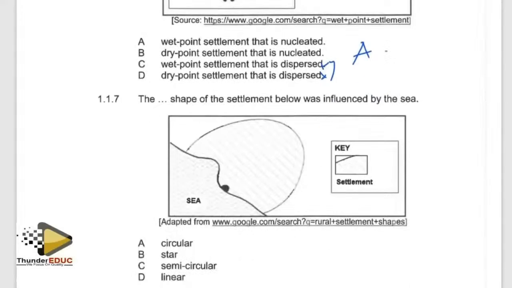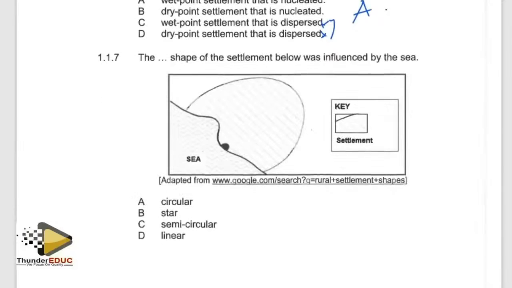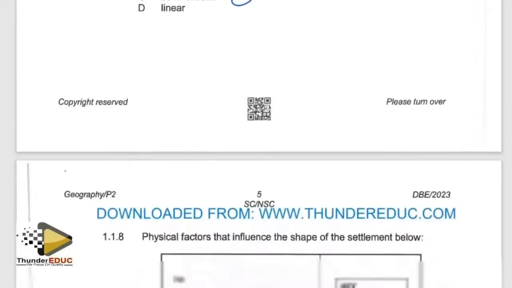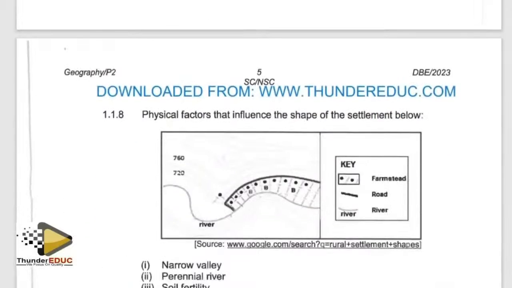The shape of the settlement below was influenced by the sea. I think you have seen cities like Durban, which shape do they form? This is a semicircle. If you draw the other side, it will form a complete circle, but it is a semicircle halfway. So it's C.